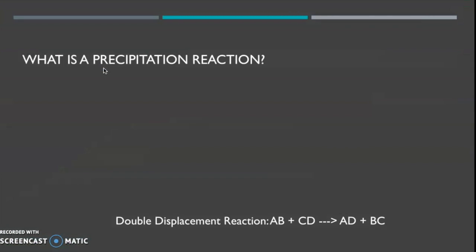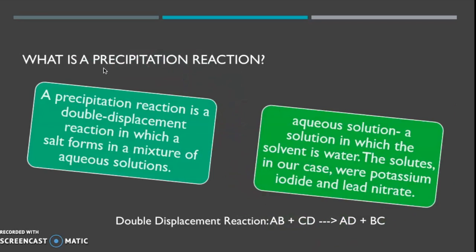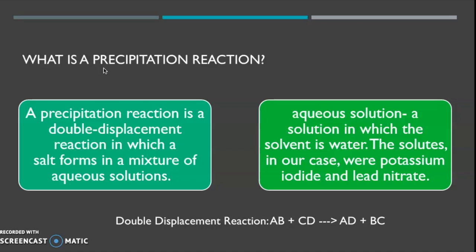So, first of all, what is a precipitation reaction? A precipitation reaction is a double displacement reaction in which a salt forms in a mixture of aqueous solutions. A double displacement reaction, as shown below, is a reaction between four compounds in which the compounds switch. So you have A, B, and C, D, which become A, D, and B, C. And an aqueous solution is a solution in which the solvent is water. The solutes, in our case, were potassium iodide and lead nitrate.